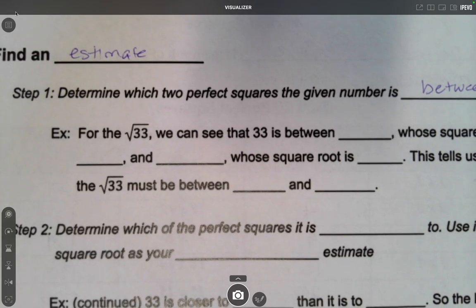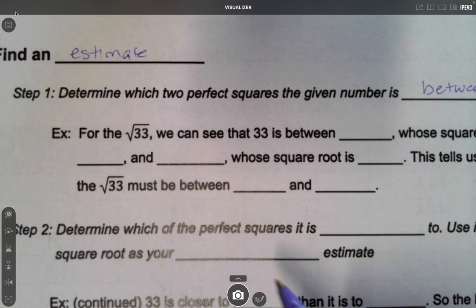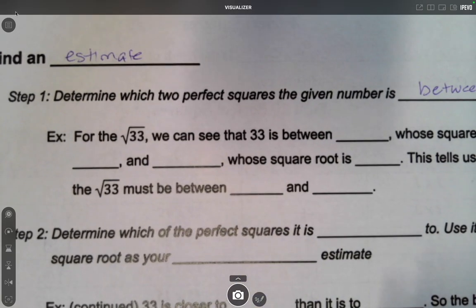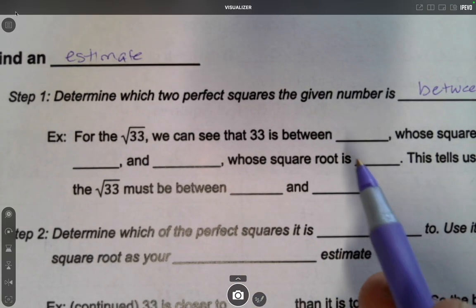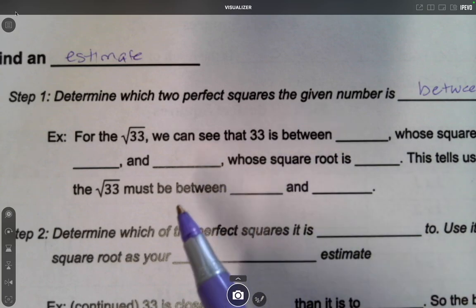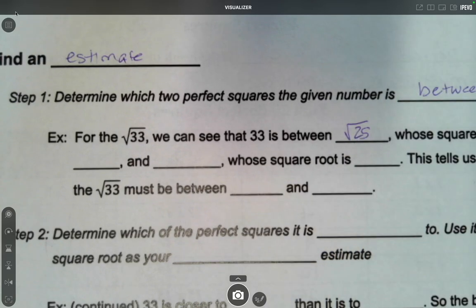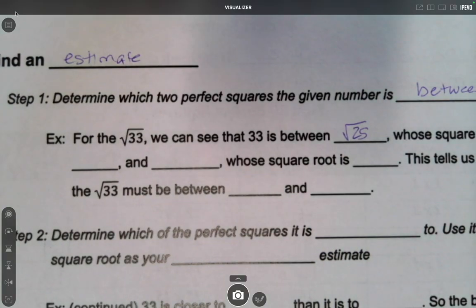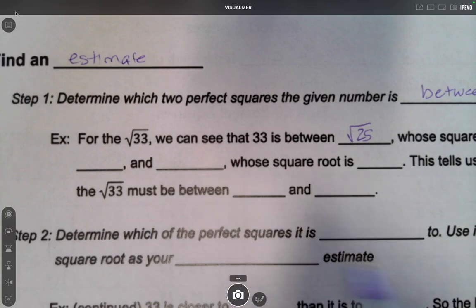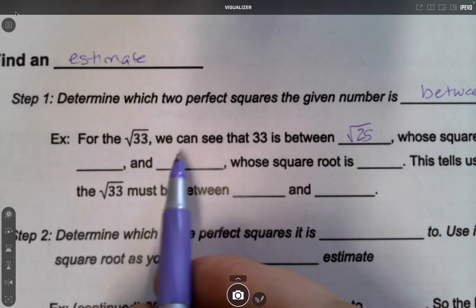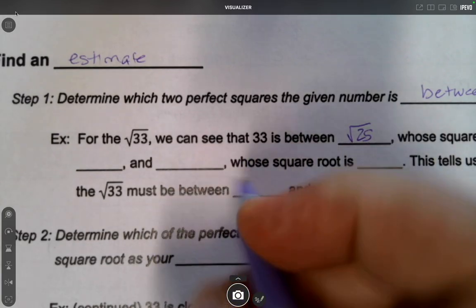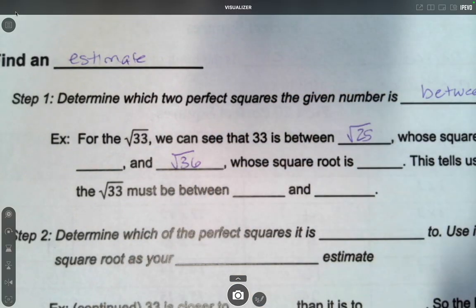Honestly, I think this will take you a time or two before it makes sense, but if you just follow the pattern, you'll see what's going on. So for the square root of 33, that's not a perfect square. But if we think about the perfect square that's below it, the closest one would be 25. The one right above it, let me fill in, so 33 is between 25 and 36.